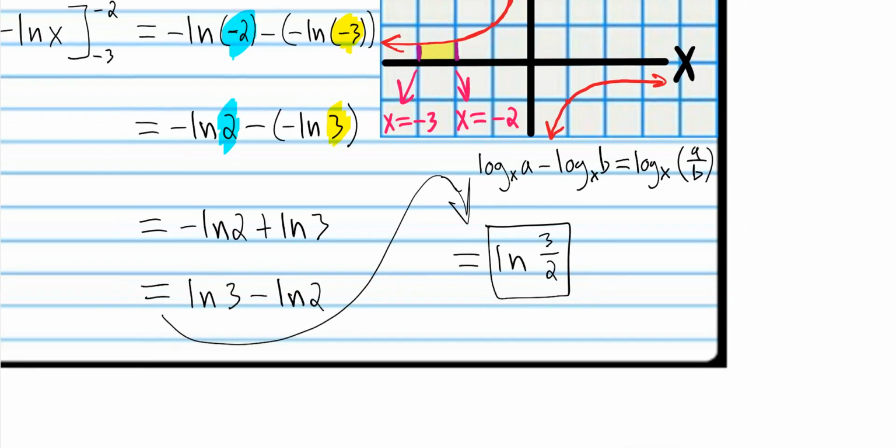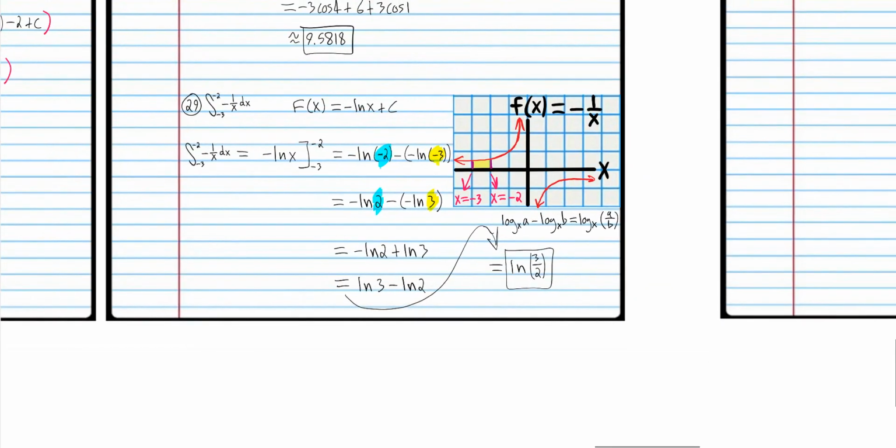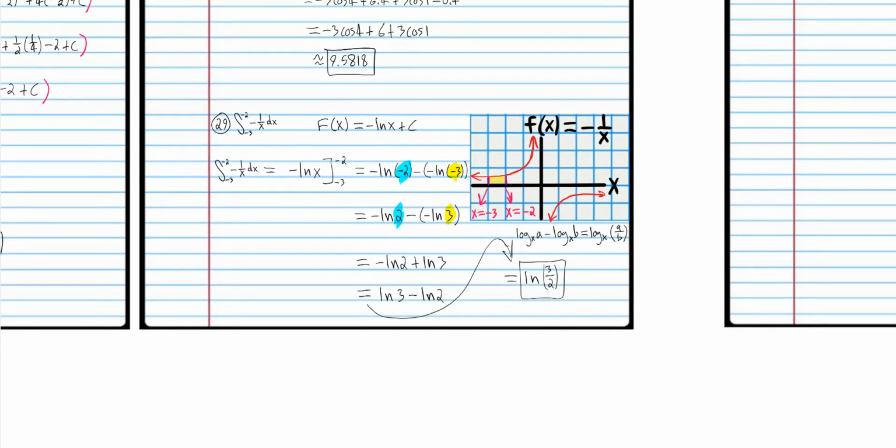Now, if you want to put it in decimal form, you can do that, but this is better because it's an exact answer. So in this problem, we had a lot of weird things going on, but in calculus, a lot of weird things do happen. So you just gotta get used to it.